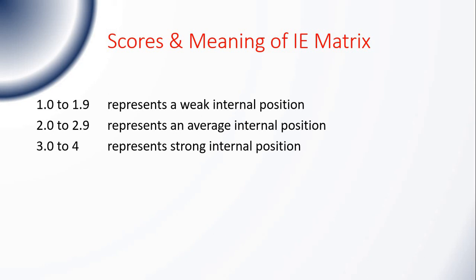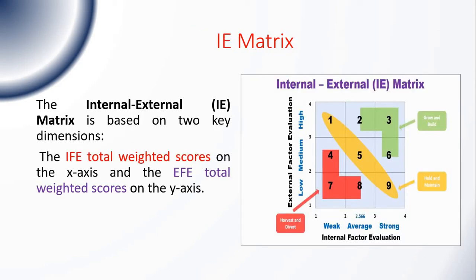From 2.0 to 2.9 represents an average internal position. You can see it from 2 to 3. It means now there is a score of 2.56, so 2.56 is considered to be the average position.